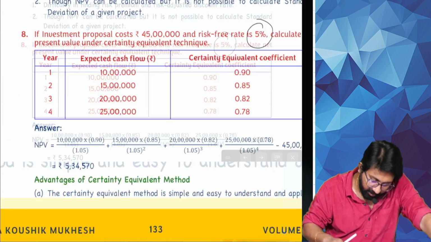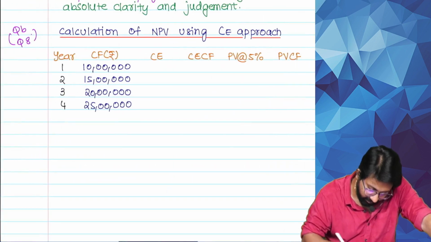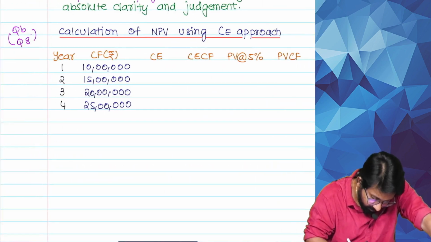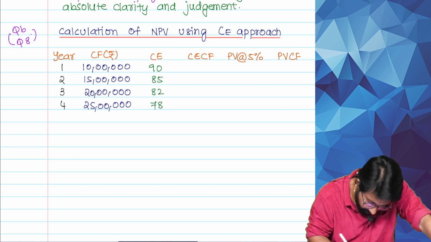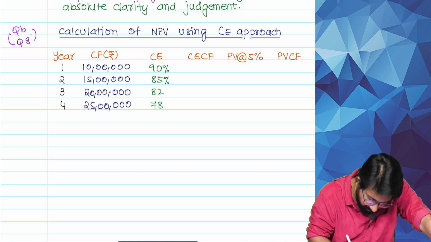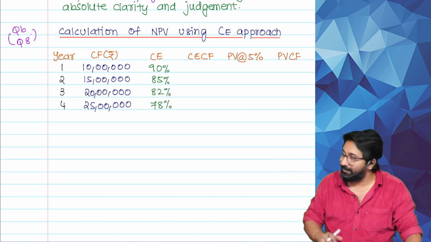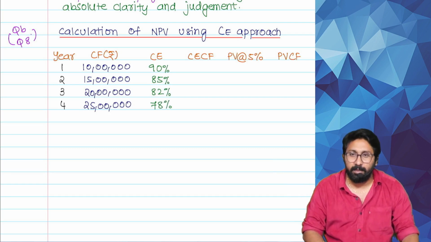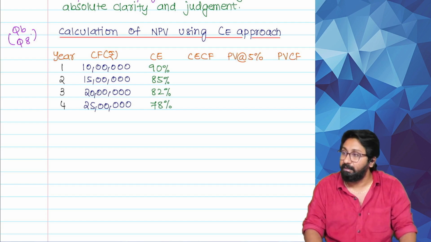Next, certainty equivalent factors: 90, 85, 82 and 78. Rather than writing in points, for understanding's sake, I am writing in percentage. Can you please interpret what the percentage is? They are how much percent certain that definitely 10 lakh will come.